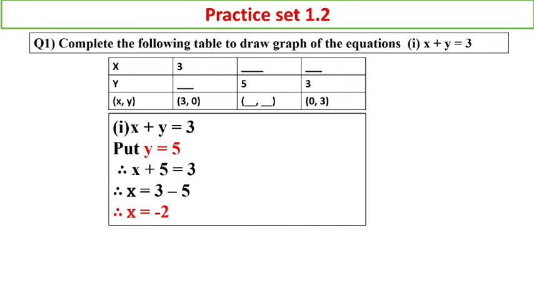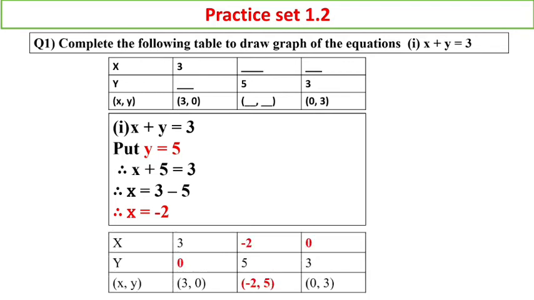And the third one is given. The x value is blank and the y value is given as 3. The (x, y) value is given as 0 and 3. It means the x value is 0 and the y value is 3. So there is no need to solve here. The answers I wrote down with the red color.